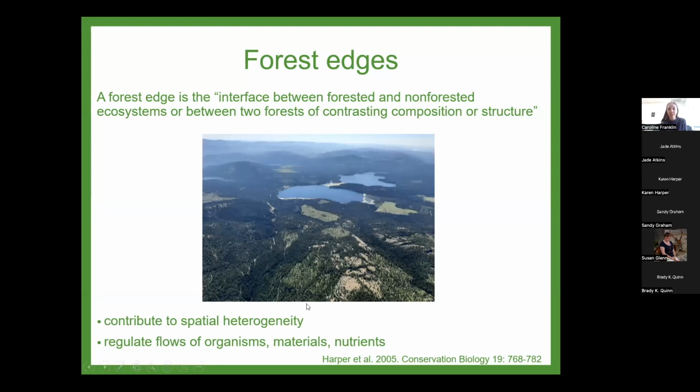So we can see here, I'm not sure if you can see my mouse or not, hopefully, but we can see forest adjacent to a lake, forest adjacent to a harvested area. We can also see forest adjacent to roads. So this photograph really shows that forest edges are important and they contribute to spatial heterogeneity in landscapes. And by doing that, they also regulate flows of organisms, materials, and nutrients.